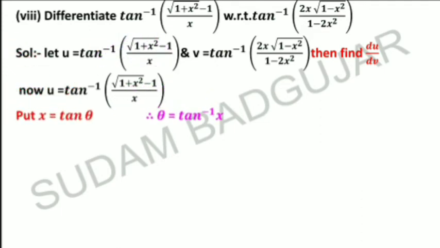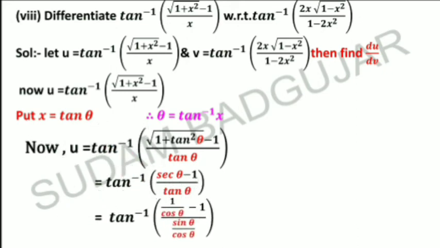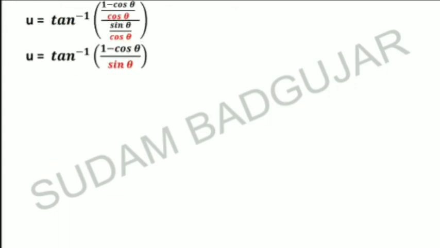So u is equal to tan inverse of (under root of 1 plus x square minus 1) upon x. Put x equal to tan theta, so theta is equal to tan inverse x. Therefore u is equal to tan inverse of (under root of 1 plus tan square theta minus 1) upon tan theta. What is 1 plus tan square theta? Sec square theta. Under root of sec square theta is sec theta, minus 1, upon tan theta. Now again simplify this. Sec theta is 1 upon cos theta, and tan theta is sin theta upon cos theta. Simplify by taking LCM and cross multiplication. Then u is equal to (1 minus cos theta upon cos theta) divided by (sin theta upon cos theta). Now cos theta gets cancelled, that is 1 minus cos theta upon sin theta, a very simple form.